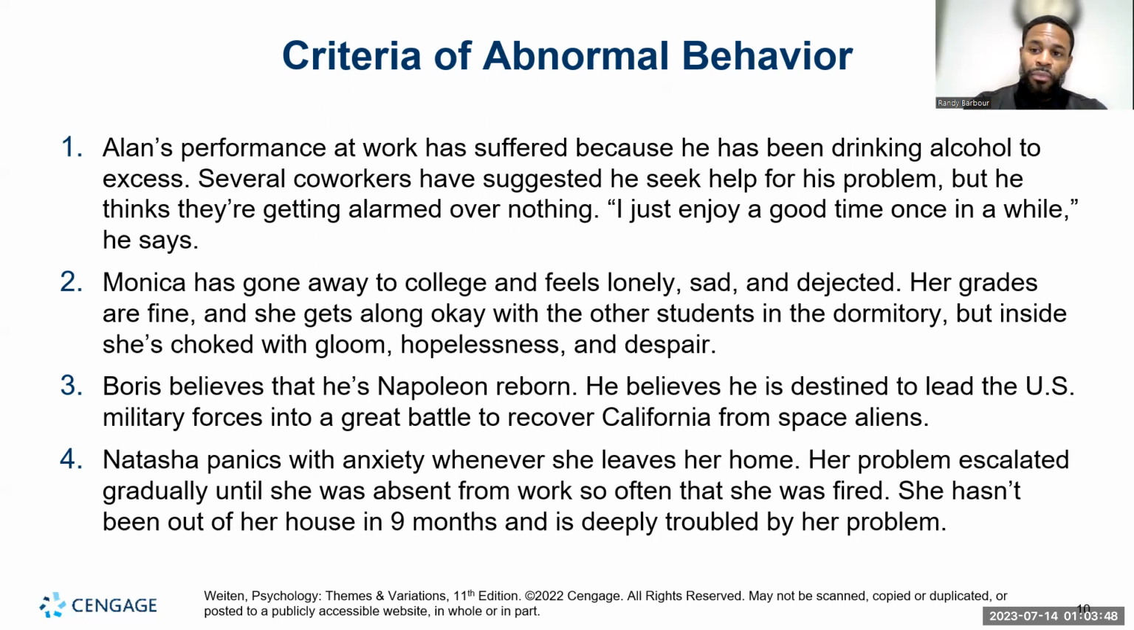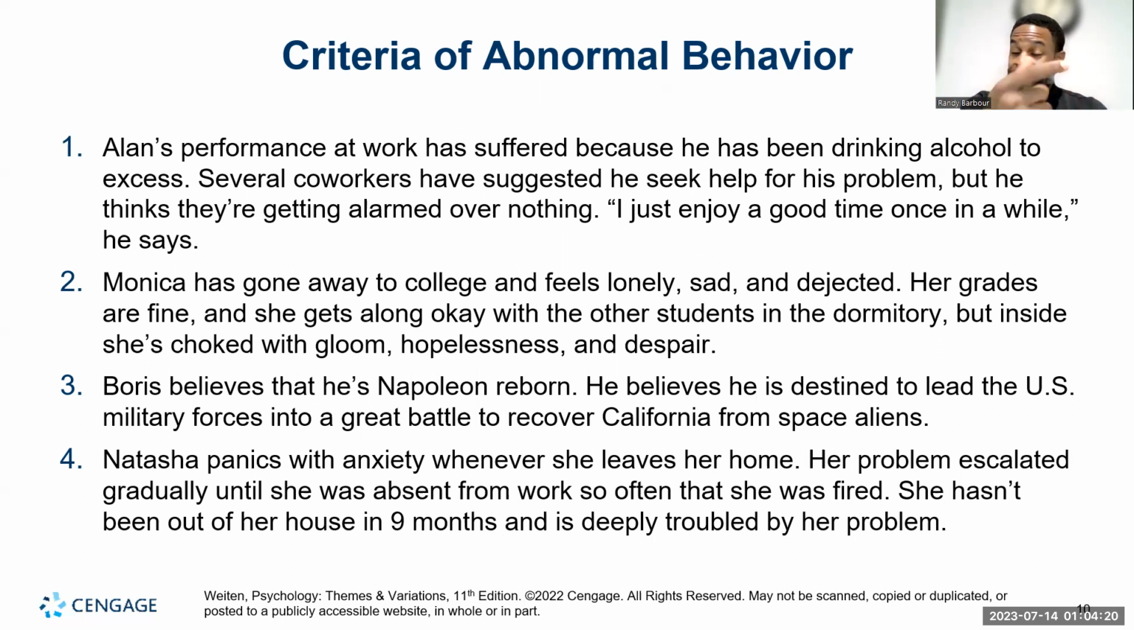So if you look at the three criteria, let's look at the first one. It says she has gone away to college and feels lonely, sad, and dejected. Those are experiences that she's having. And by having those experiences, she is experiencing personal distress because she feels lonely, she feels sad, and she feels dejected. That's personal distress, right? But it says her grades are fine. She gets along with the students in the dormitory. But again, inside, she's feeling distress.